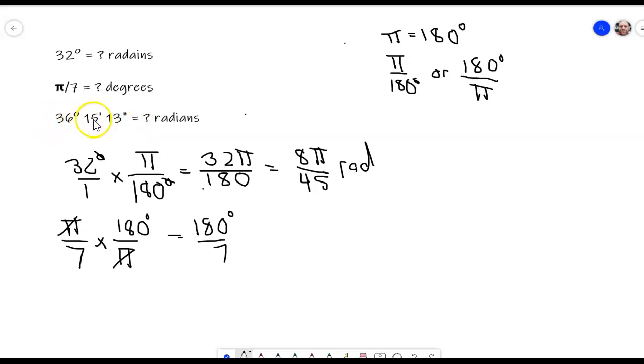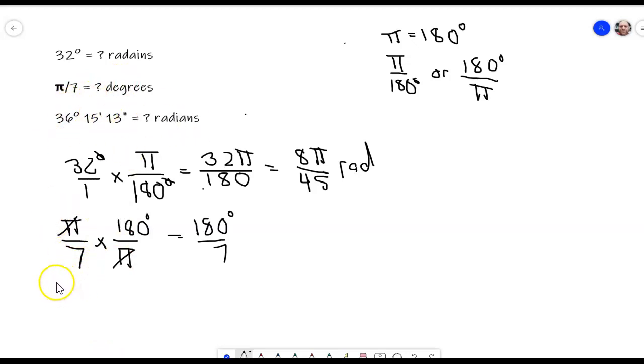So this means 36 degrees, 15 minutes means that this is 15 over 60 degrees. And this 13 seconds means that's 13 over 60 minutes. So it's kind of overly confusing, but we can rewrite this whole thing like this.